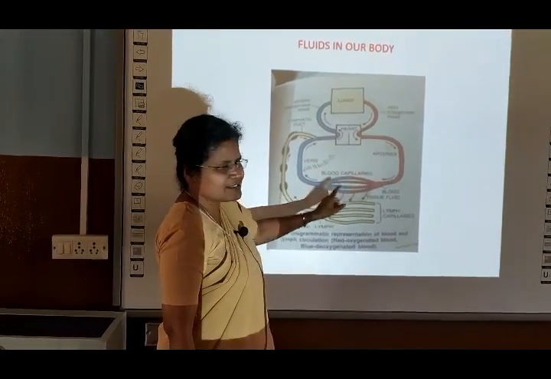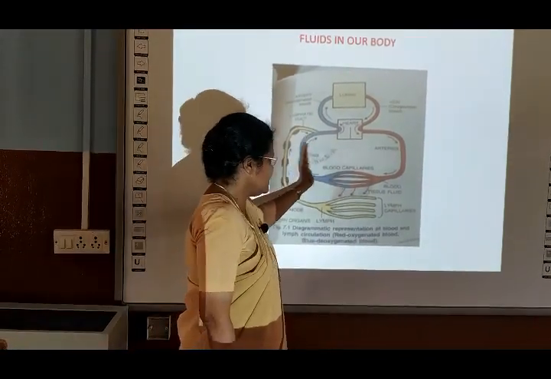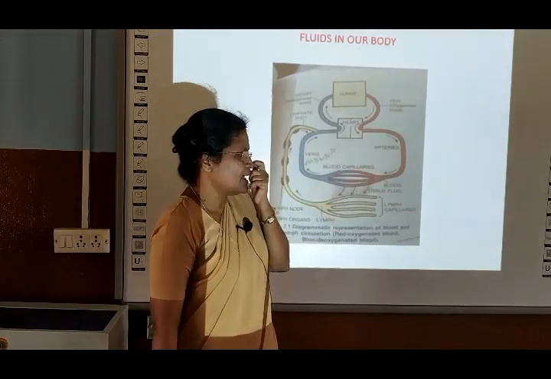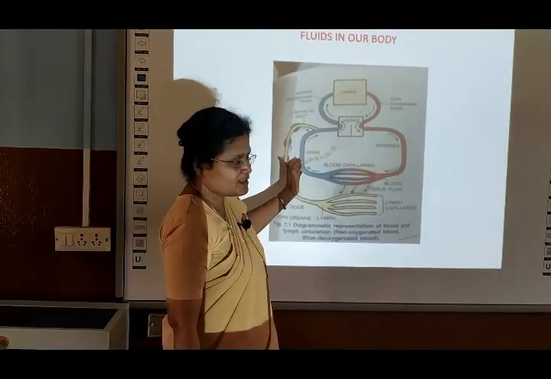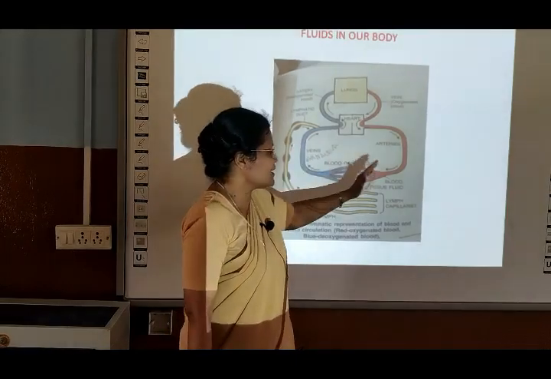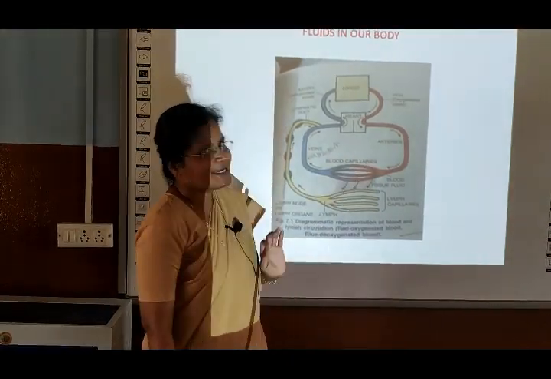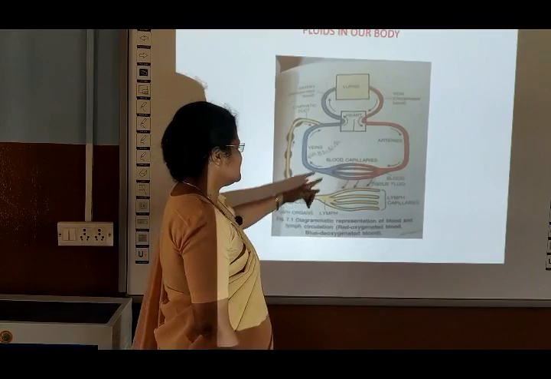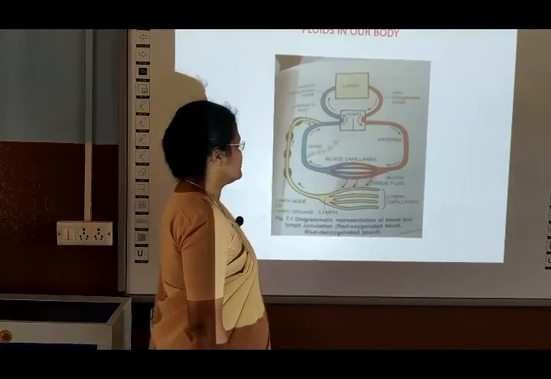Now, this is the color difference, just so you know. This is your vein, this is your artery. It is not that the blood present in the vein is blue and the blood present in the artery is red. No, the color of the blood is always red. Just to differentiate, they have given you two different colors.